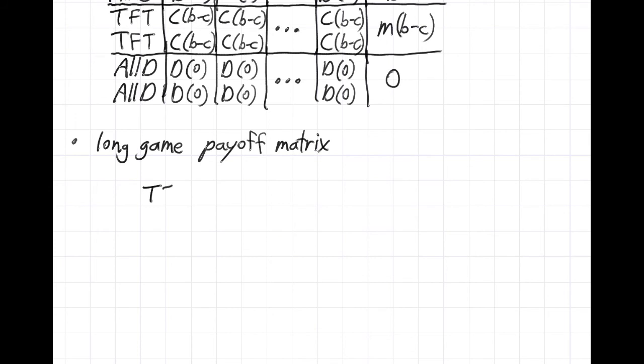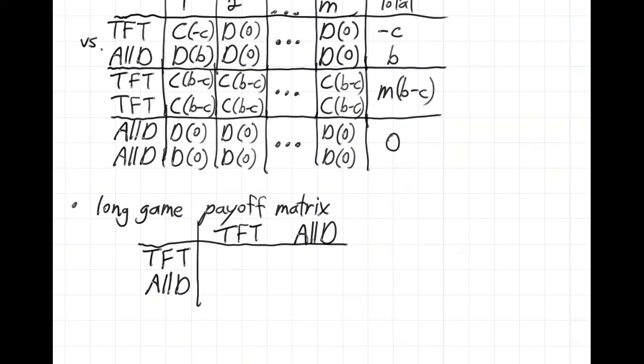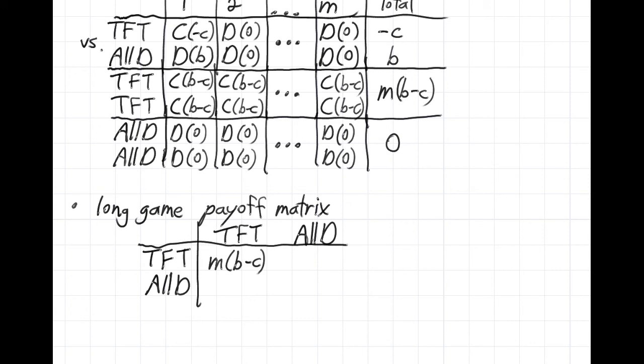The 2 strategies are tit for tat and all D. And we see here that when tit for tat plays itself in a long game, then they will get a total of M times (B minus C). When all D plays against itself, it will get 0. And when they play each other, tit for tat will get minus C, and all D will get plus B. So there we have the payoff matrix if they play M rounds against each other, choosing one of these 2 strategies. So you'll notice this is still a symmetric game. They can take on either role, either the row player or the column player.